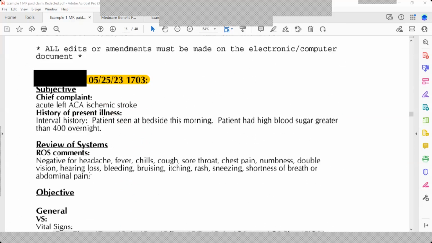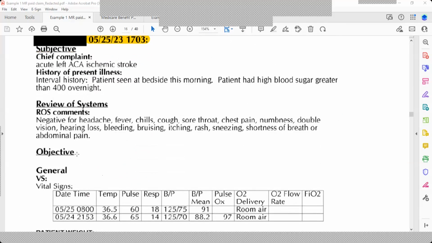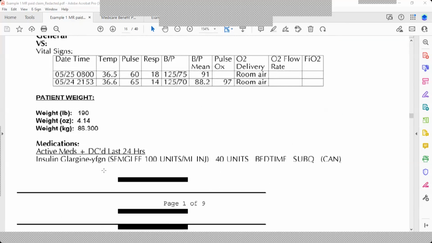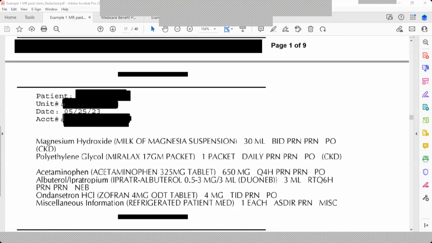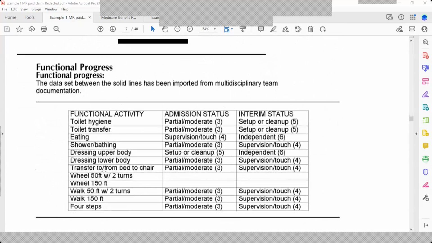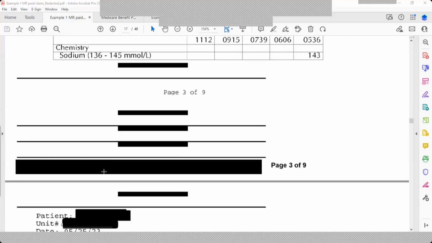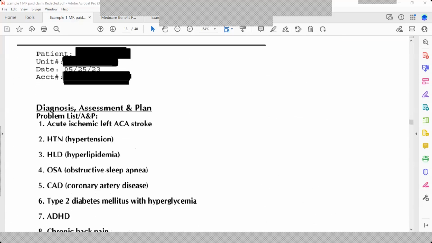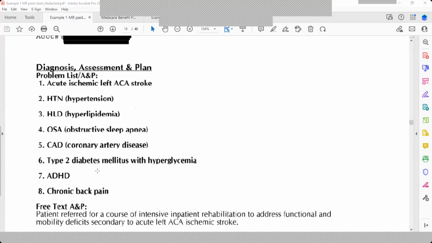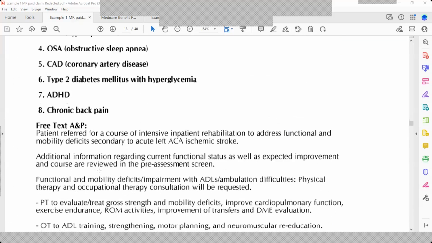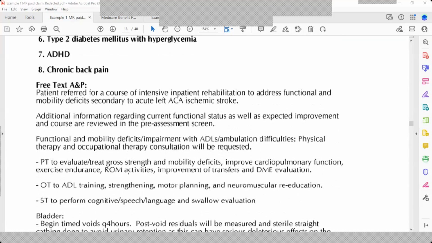Let's take a look. We have a review of systems, our subjective information, then our objective information, including vital signs and weight, a medication list, the functional progress, some lab results, and then he wrote the assessment and plan. Again, a free text A&P, which has some of the same information we saw in the H&P.